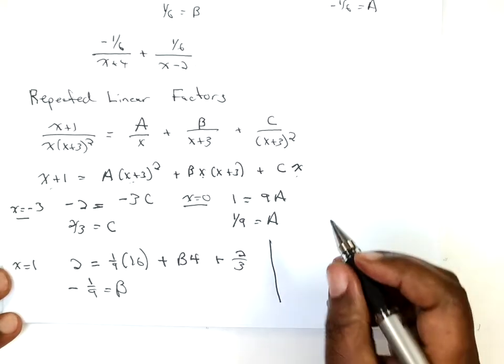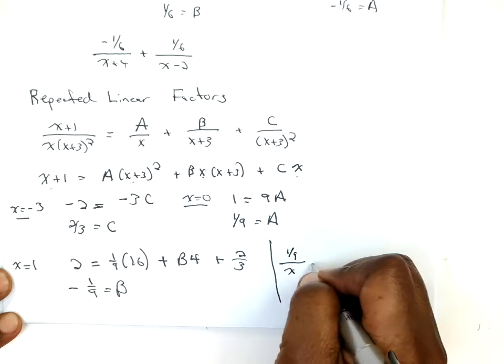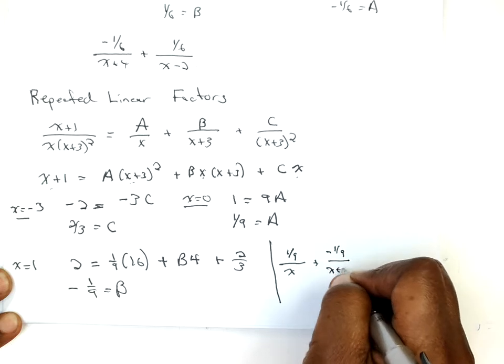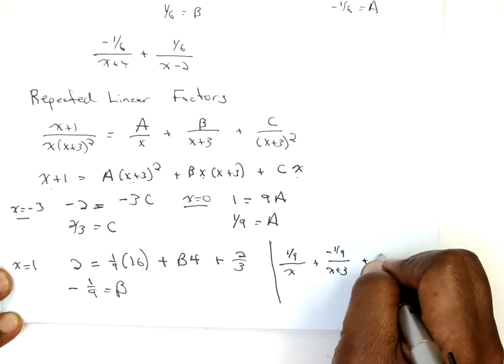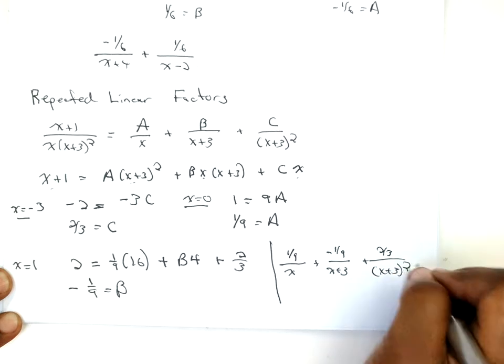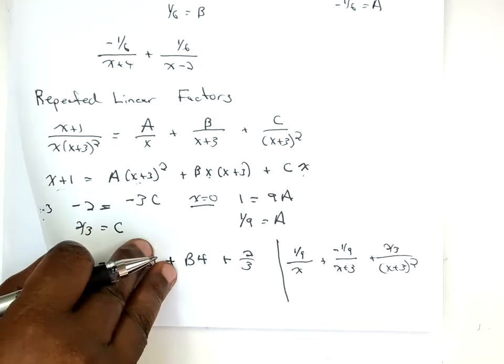Oops. So for this one, it's 1/9 over x plus negative 1/9 over x plus 3 plus 2/3 over x plus 3 quantity squared. So that's our case for repeated linear factors. And then I want to look at quadratic factors.